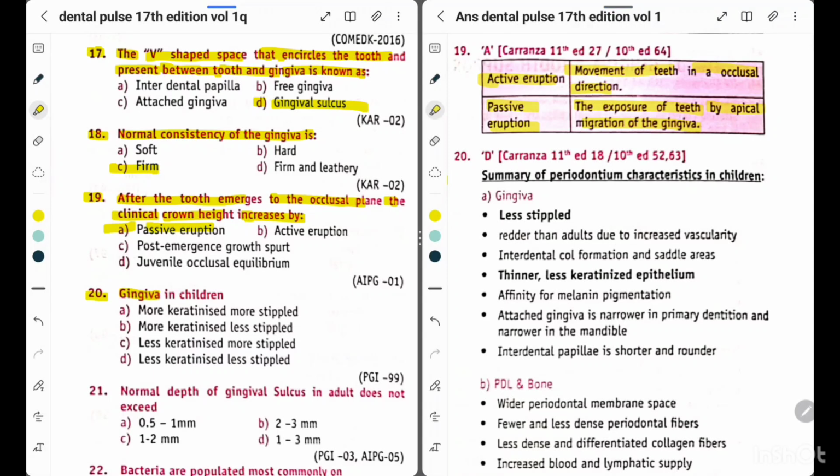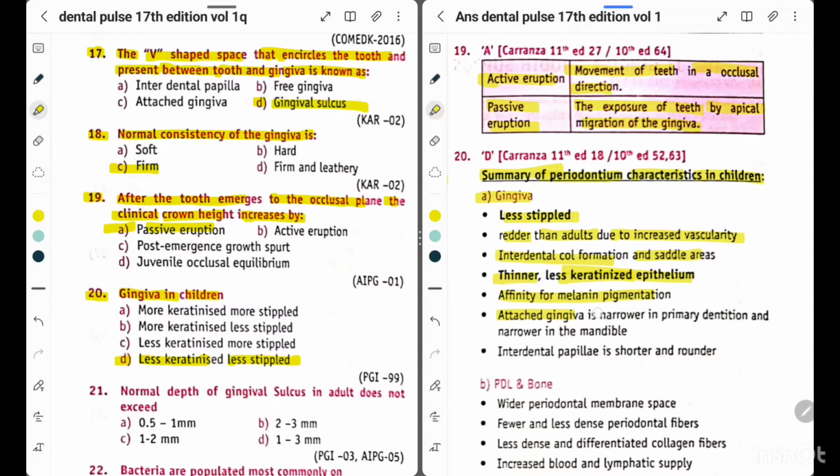Question 20. Gingiva in children: more keratinized, more stippled; more keratinized, less stippled; less keratinized, more stippled; or less keratinized, less stippled. So its answer is option D, less keratinized and less stippled. Summary of periodontium characteristics in children. The gingiva is less stippled, redder than adults due to increased vascularity, with interdental col formation and saddle areas, thinner, less keratinized epithelium, and affinity for melanin pigmentation.